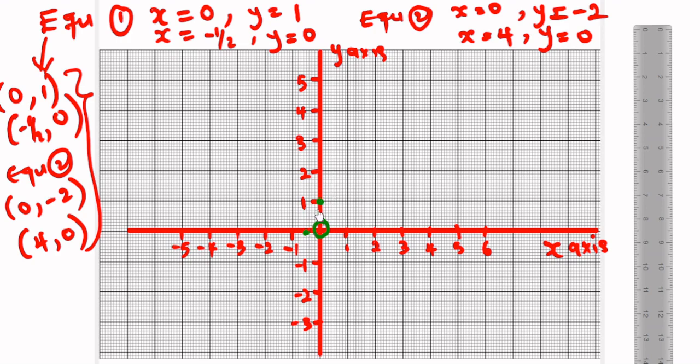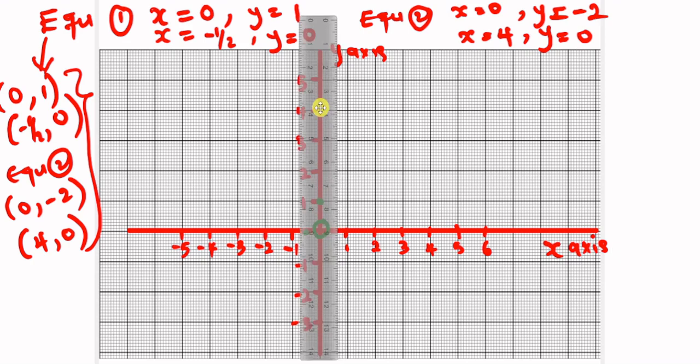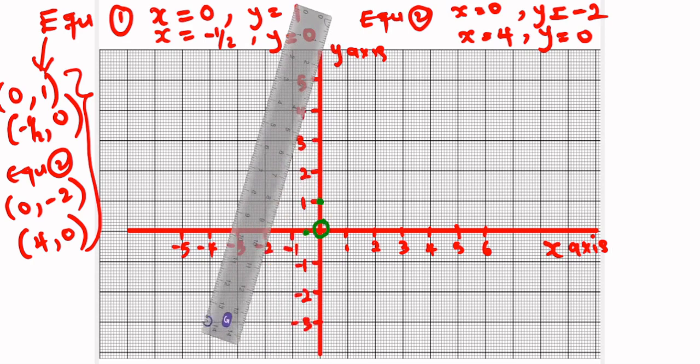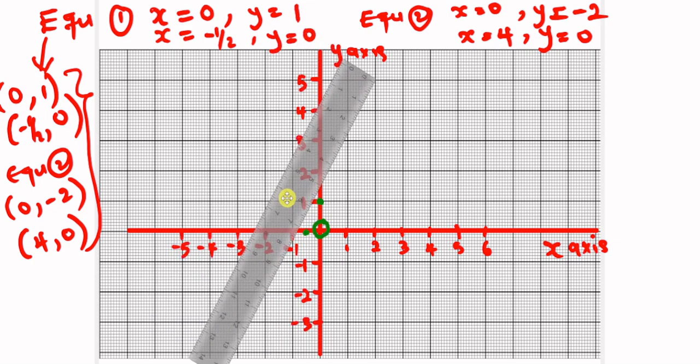The straight line must not stop where these two dots are. We can actually stretch it. So now I'll be using a ruler to do this part. So let's set the ruler on the two dots. Now let's connect.